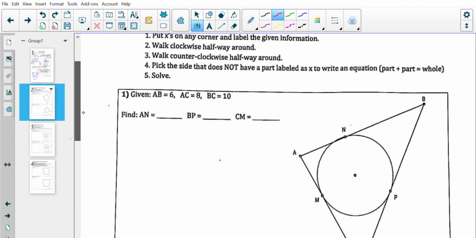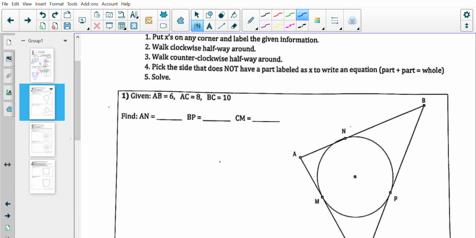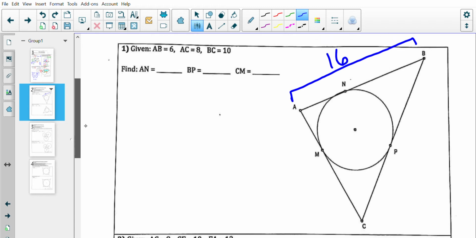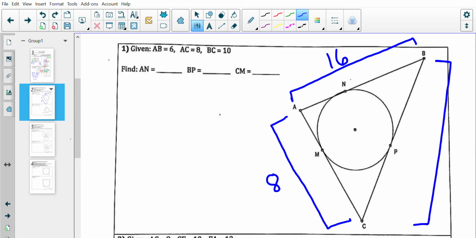So I want to go through and label the given information, and make sure you're labeling it the same way I am. A to B is 16 units long. A to C is 8 units long. B to C is 10 units long. Now we labeled our given information. Now we're going to pick any side we want and call it X. So I'm going to go to BN and I'm going to call it X.